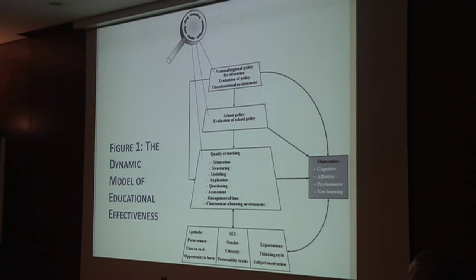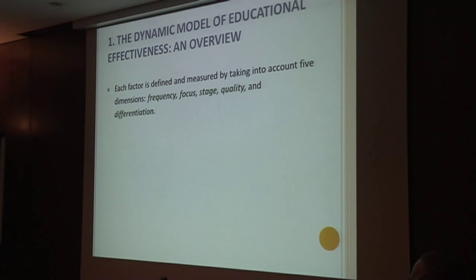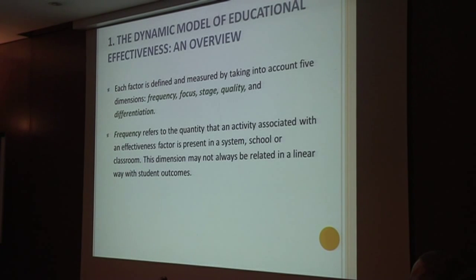On the top of the figure, you can see that a specific framework is used in order to measure the functioning of factors, which are situated at the 3 levels, the classroom, school, and the system level. This framework basically refers to 5 dimensions: the frequency, focus, stage, quality, and differentiation. The frequency is an attempt to measure quantitative characteristics of the functioning of factors. And most effectiveness studies in the past used only this dimension in measuring the factors and their association with achievement.